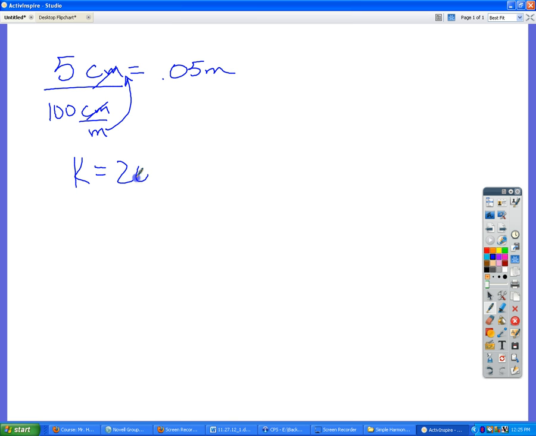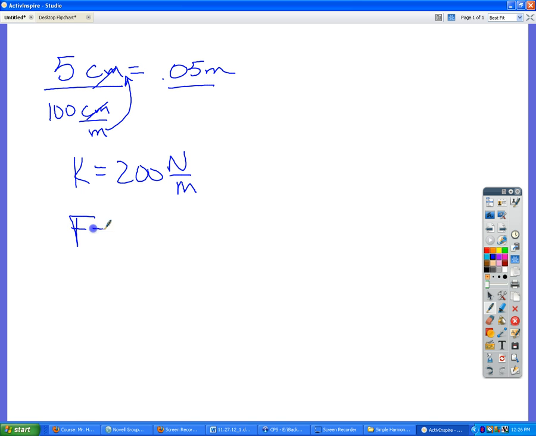First thing we need to do is take that 5 centimeters and convert that into meters. We know that there are 100 centimeters in every meter, so the centimeters cross off, and this would be 0.05 meters for your distance. The spring constant is equal to 200 newtons per meter. And we already know the distance is 0.05 meters.